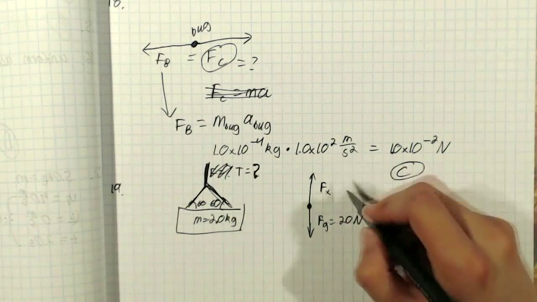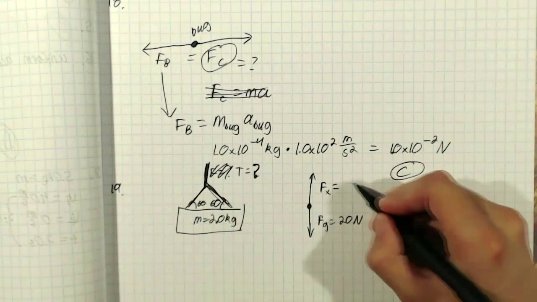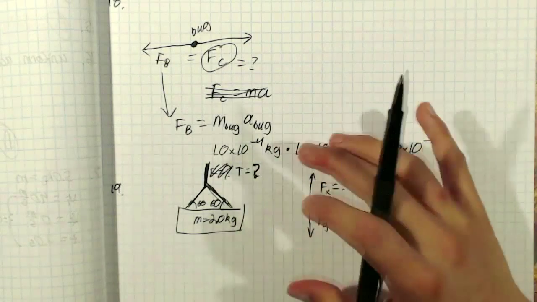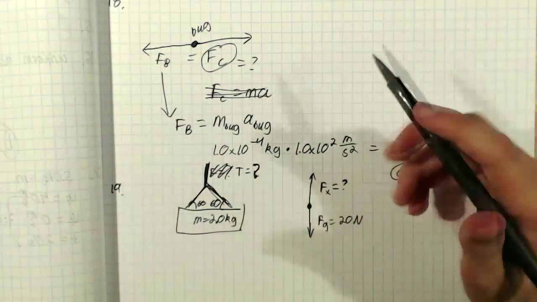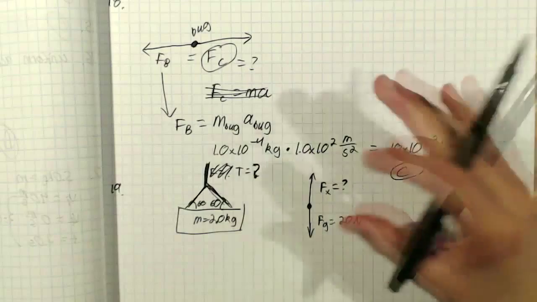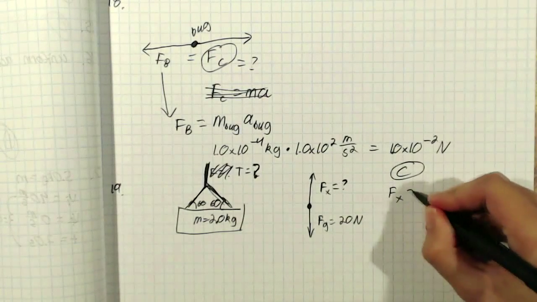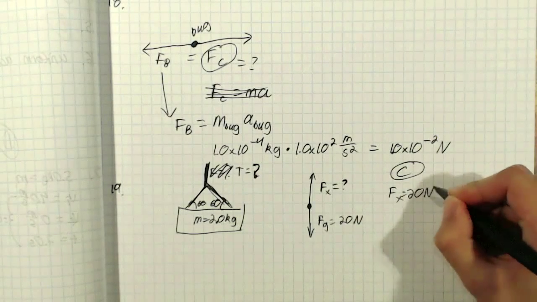F of x just kind of denotes some unknown force. But since these are in equilibrium, we're assuming that the bird feeder is not breaking off. We're assuming it's just floating there. Not floating there, just hanging there. These two have to be equal. So our F of x is going to be equal to 20 newtons.